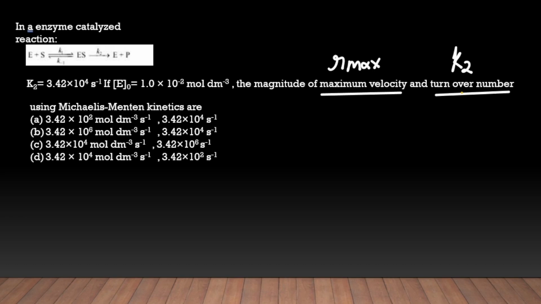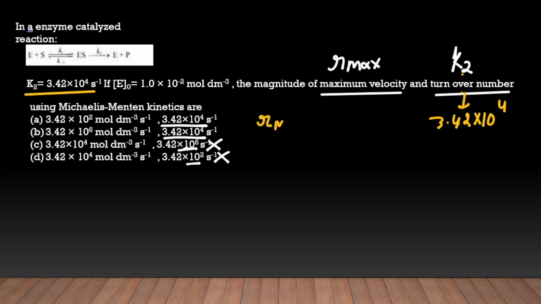So the turnover number is nothing but the K2, its value is already given to us. So that means this value is going to be 3.42 into 10 raised to the power of 4. So from this only you can eliminate the options. Here you see in the first and in the second the values are 3.42 into 10 raised to the power of 4. But in C and D, some powers they have changed, which means directly these two options can be eliminated, which means our answer is going to be from A or B only. Okay, so now let us find the value of the R max.